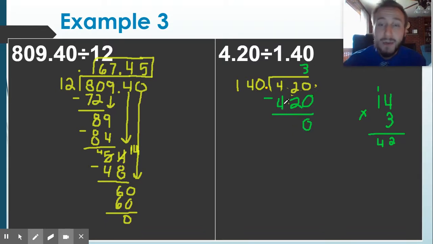Okay, so the thing to take away from this problem is that if you have a decimal in your divisor, you need to move it an equal amount in both the divisor and dividend in order to divide. If you don't have a decimal in your divisor like we did over here, just set up the problem like normal and divide. Okay?